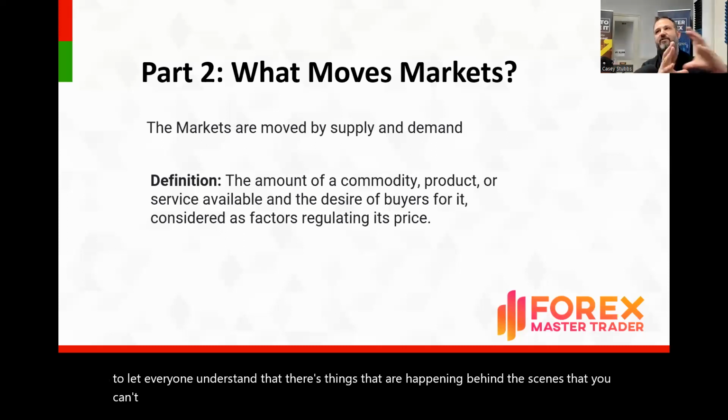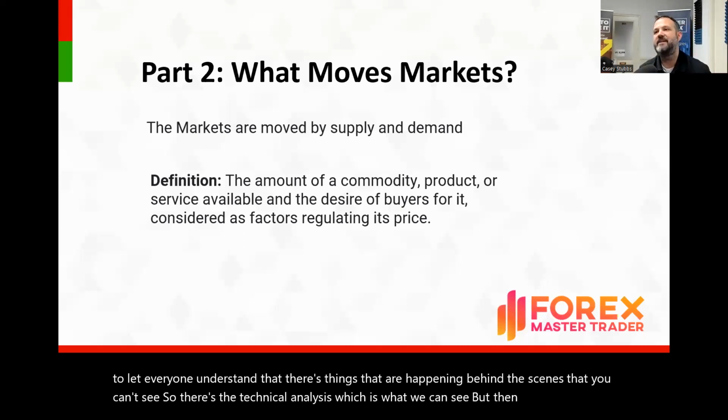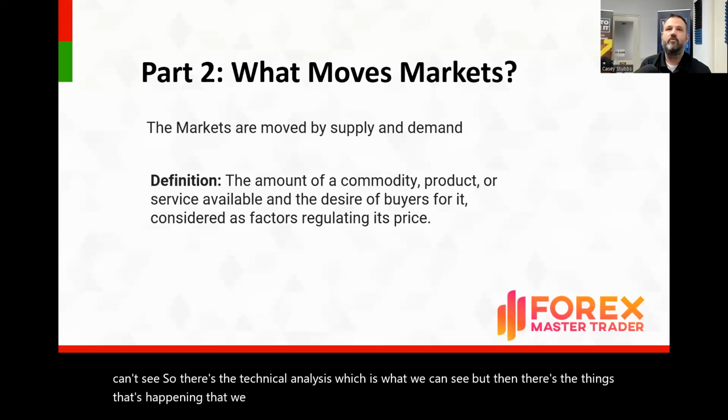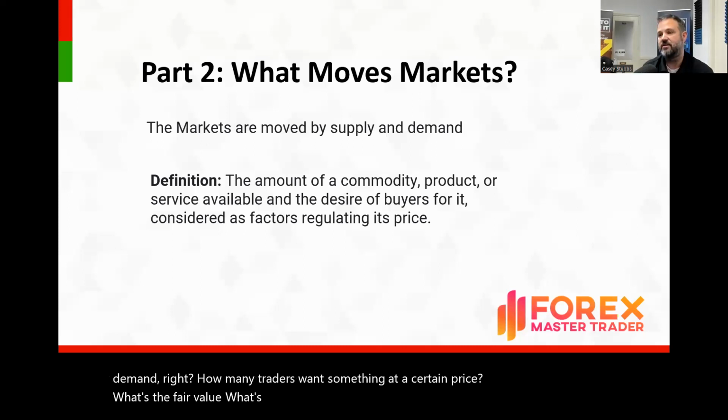So there's the technical analysis, which is what we can see, but then there's the things that are happening that we cannot see, right? So there's things like supply and demand, right? How many traders want something at a certain price? What's the fair value? What's the price? What's the current sentiment?